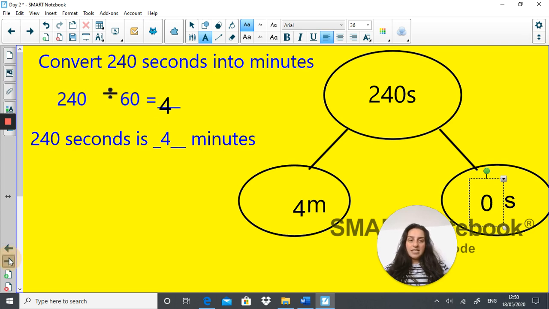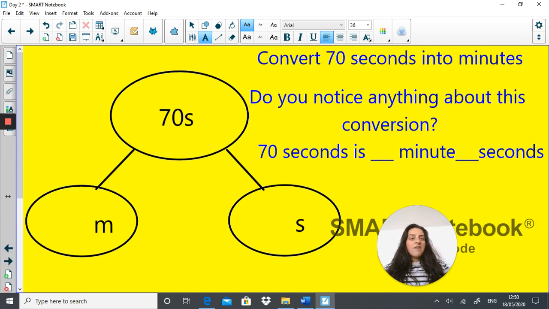Let's see what's next. So convert 70 seconds into minutes. So this says, do you notice anything about this conversion? 70 seconds is something minute and something seconds. This is more based on what we did yesterday, just refreshing memory and practicing those skills so they become completely embedded and that you'll be able to do it really quickly. So pause the video and have a go.